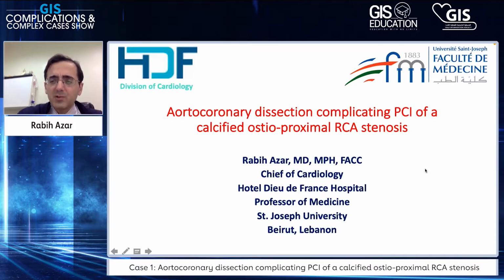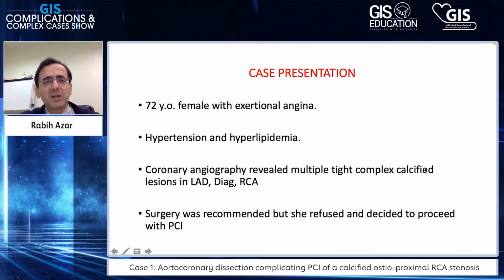So the patient was a 72-year-old female who was complaining of exertional angina. She consulted with one of my colleagues, who is a non-interventional cardiologist, and he recommended her to undergo cardiac catheterization because her angina was typical. Her risk factors were hypertension and hyperlipidemia.